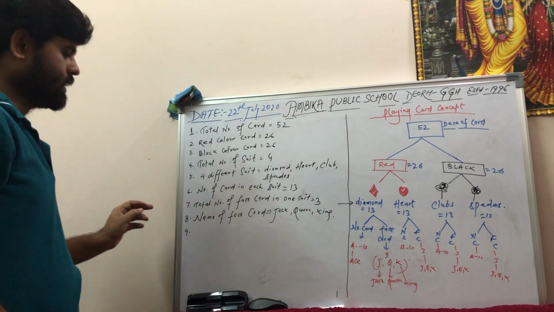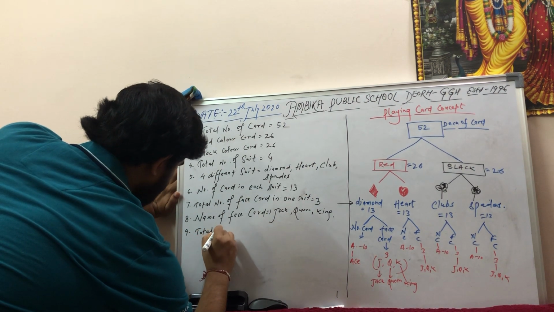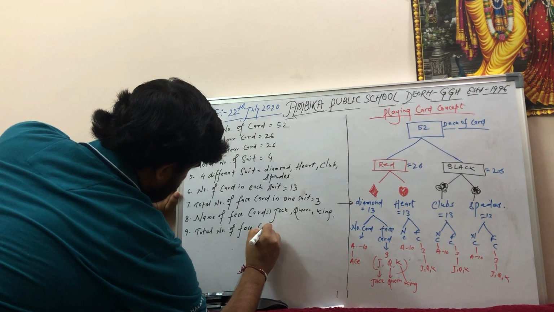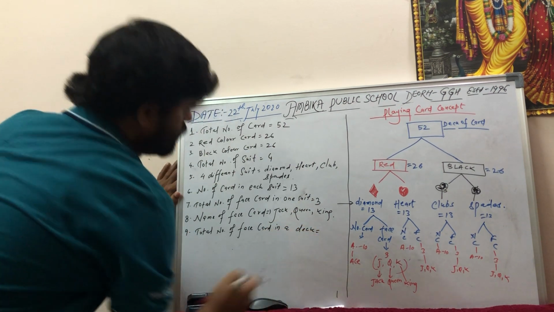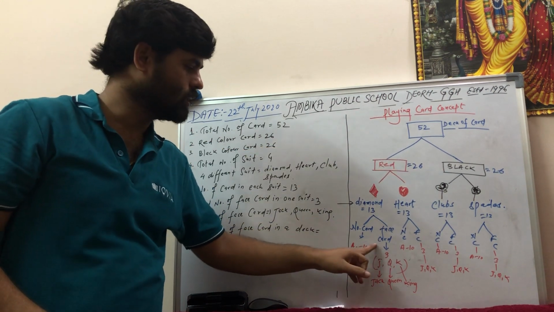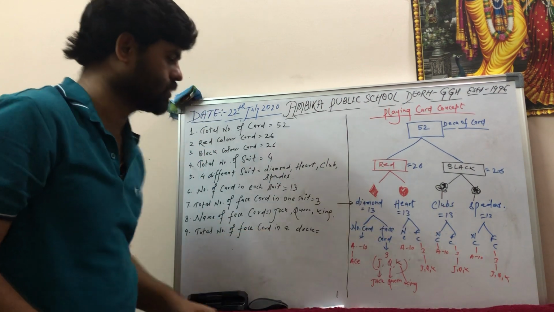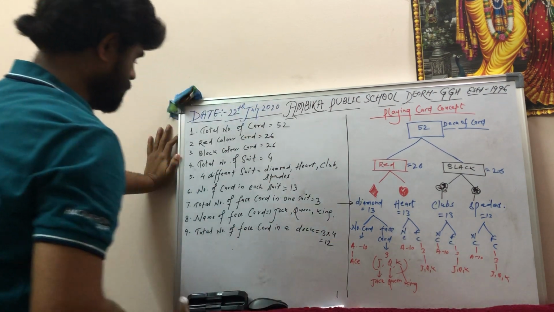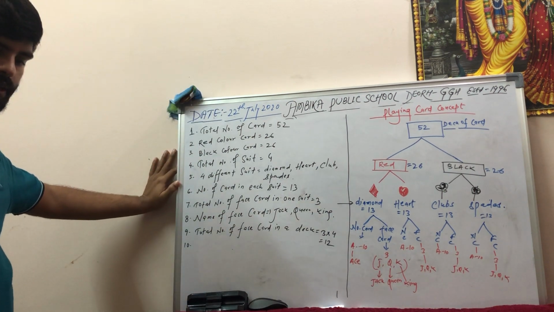9th point, total number of face cards in a deck. In a deck means out of 52 cards, how many face cards are there? In one suit it is 3, we have 4 suits, so 3 into 4, right? 3 into 4 equals 12. Okay, 10th point, total number of Jacks.